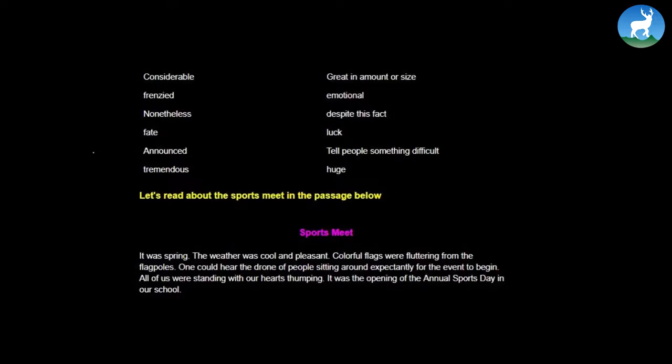Tremendous, huge. Now, like I've told you already, all these words which I've just read are taken from the passage which I'm about to read, and on this side you can see their meanings, okay? So let's begin the passage without any delay, okay?